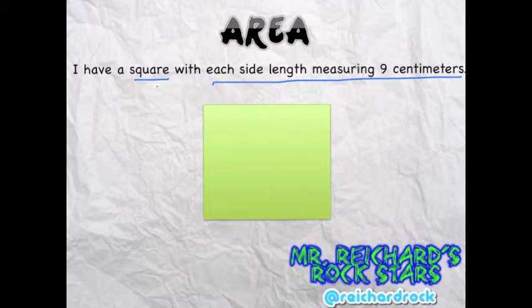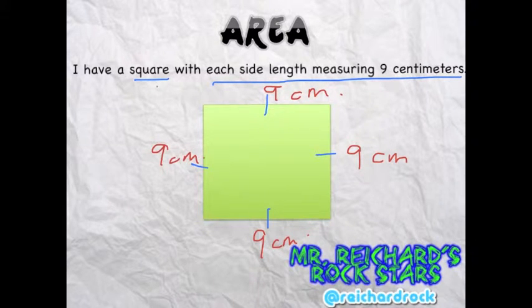But a couple of things are very important here. I have a square with each side length measuring 9 centimeters. Back when we were learning about quadrilaterals, we learned that a square has 4 congruent sides. So therefore, this side is equivalent to 9 centimeters, this side is 9 centimeters, this side is 9 centimeters, and this side is 9 centimeters. If I want to find the perimeter, I would simply add together the 4 sides.